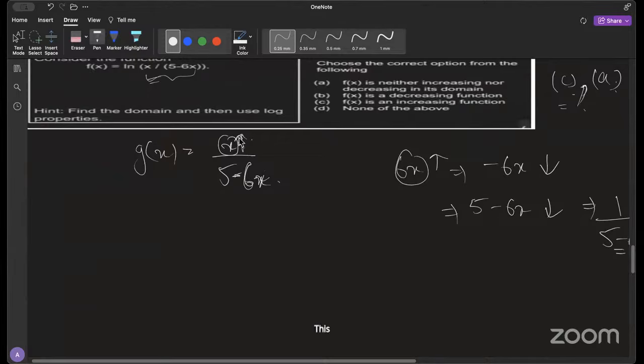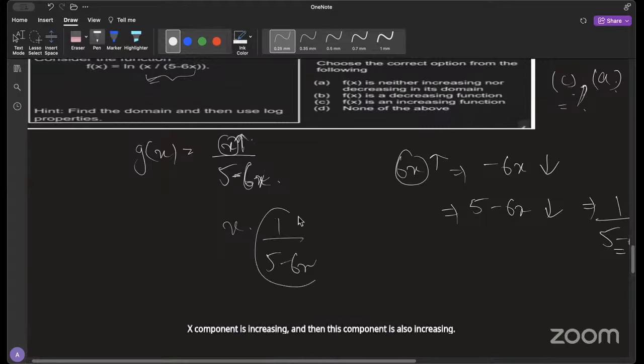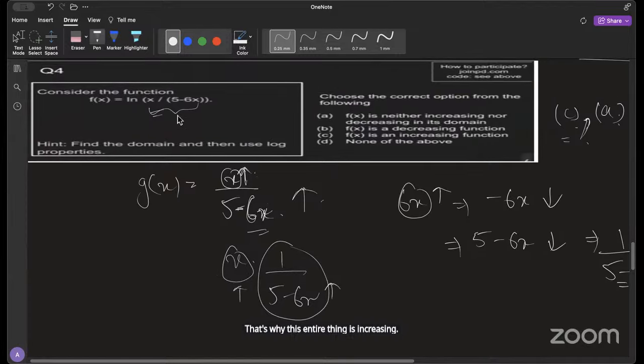This is an increasing function. Basically, what you're doing is you're just putting components that are increasing. This x component is increasing, and then this component is also increasing. Both increasing components. That's why this entire thing is increasing. That means your argument is increasing, and then natural log is basically log base e. That's also increasing. So this entire thing should be increasing, right?